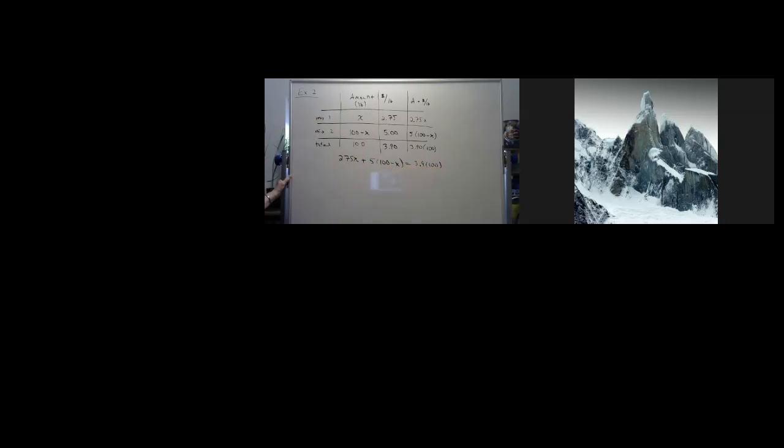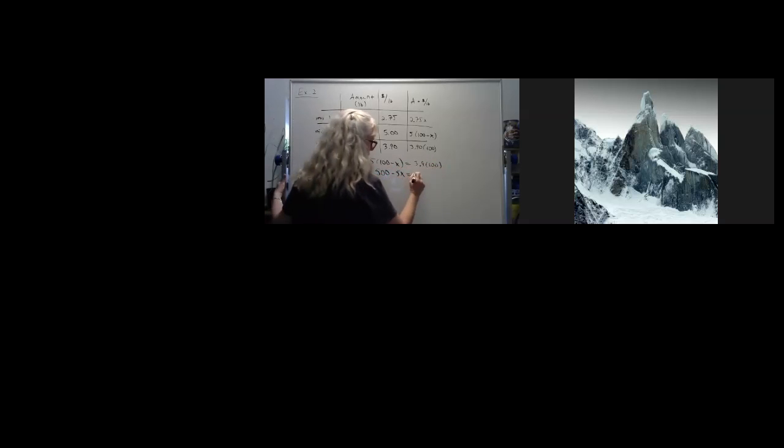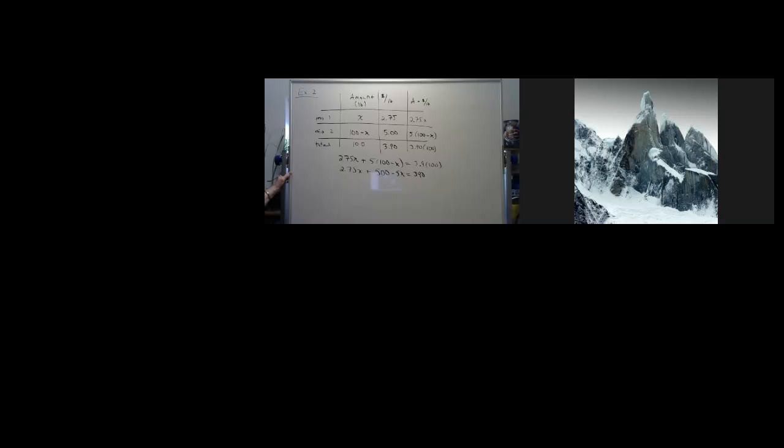Yay, and there's our equation. Okay, let's go solve that. So we're going to come in and distribute, get rid of all those parentheses. So we'll have 2.75x plus 500, that's 5 times 100, minus the 5x, equals 3.9 times 100, which comes out to be 390. Let's go ahead and subtract our x's. So 2.75 minus 5 gives me a negative 2.25x, which you start to panic about, but don't worry, things work out. Plus the 500 equals the 390.